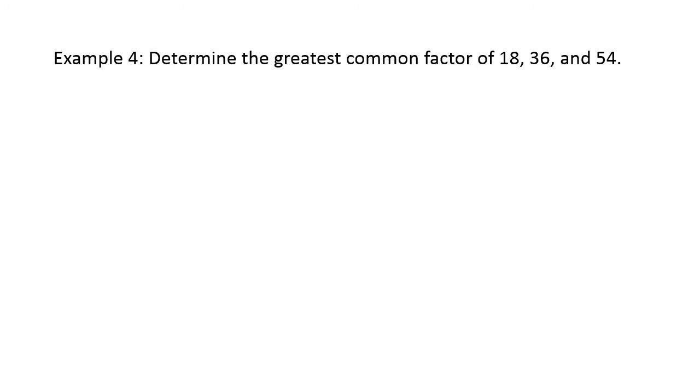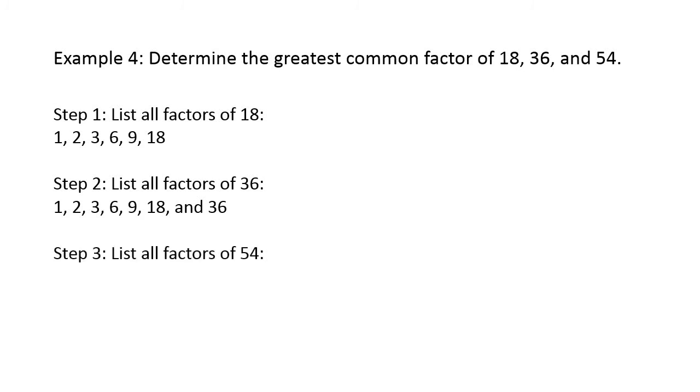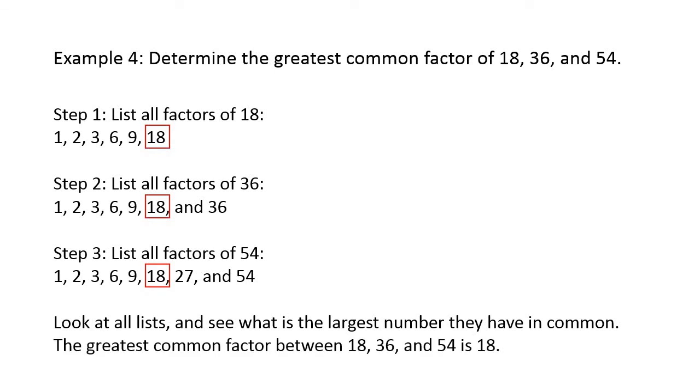Example 4. Determine the greatest common factor of 18, 36, and 54. Step 1. List all factors of 18, and there they are. Step 2. List all factors of 36, and there they are. Step 3. List all factors of 54, and there they are. Look at all lists and see what is the largest number they have in common. 18 is that number, and so 18 is the greatest common factor of 18, 36, and 54.